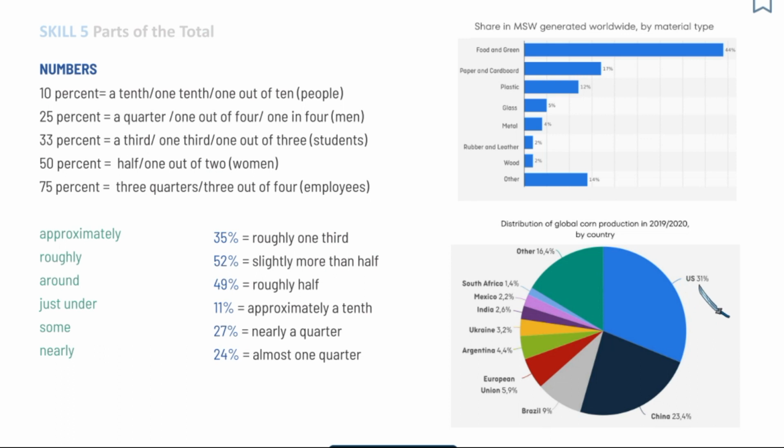So for example, USA, 31%, we can say that it's approximately 1/3. In case with, let's say China, 23.4%, this is roughly 1/4. So when we present numbers, we also have a variety of options. Thus, we can show the flexibility of our language and our lexical resource.